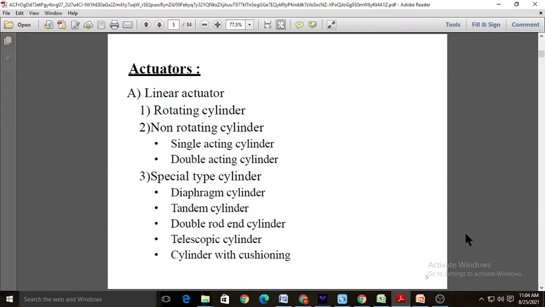Then again there are some special types of actuators on the basis of the cylinder they use. First one is diaphragm cylinder, then tandem cylinder, double rod end cylinder, then telescopic cylinder, then cylinder with the cushioning. The cylinder with the cushioning is just to increase the lifespan of the cylinder, as we are providing the cushioning there for the safe operation of this actuator.